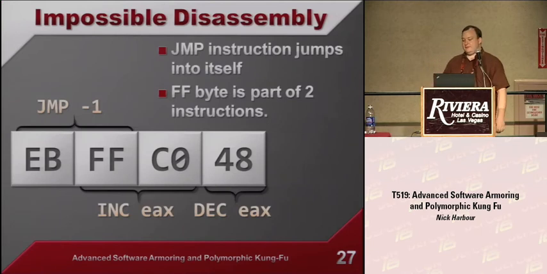So now we're going to get into some impossible disassembly. This is a common one, and it's fairly well known. We have a jump instruction, which is 2 bytes. Jump jumps from the end of the instruction, so the argument here is -1. It's actually going to jump into itself, which seems kind of ridiculous, but it executes perfectly. It jumps into itself, and starting at the second byte of itself, the instruction it disassembles is increment EAX, and then decrement EAX. This is kind of like a no-op, but a no-op that will fool a disassembler.